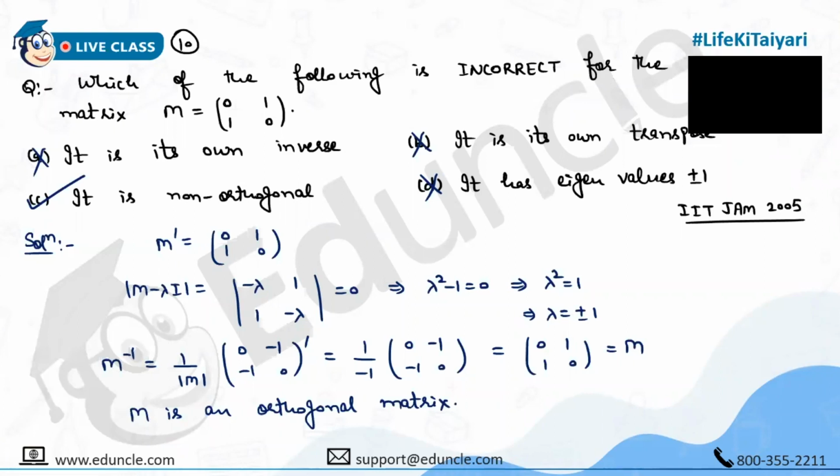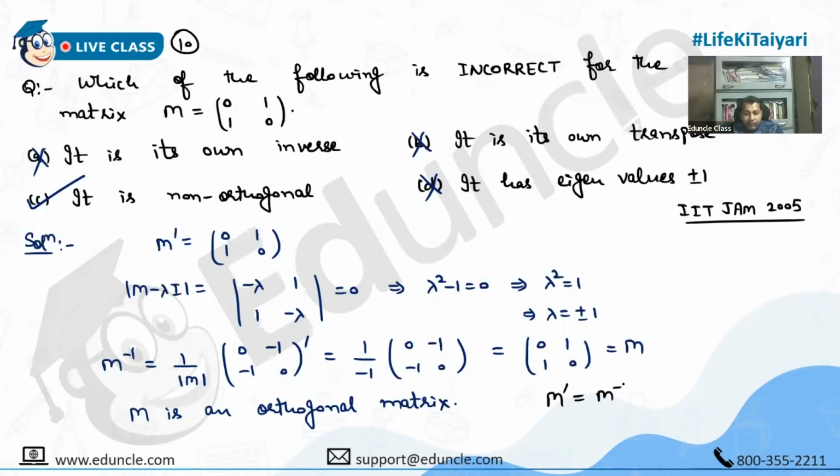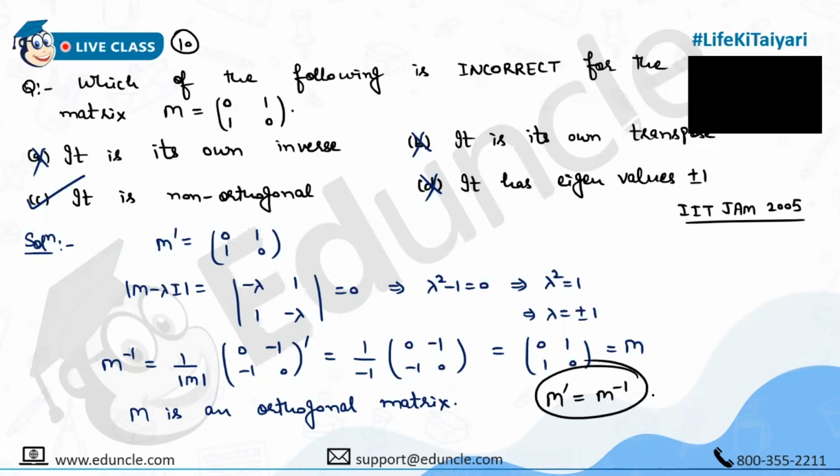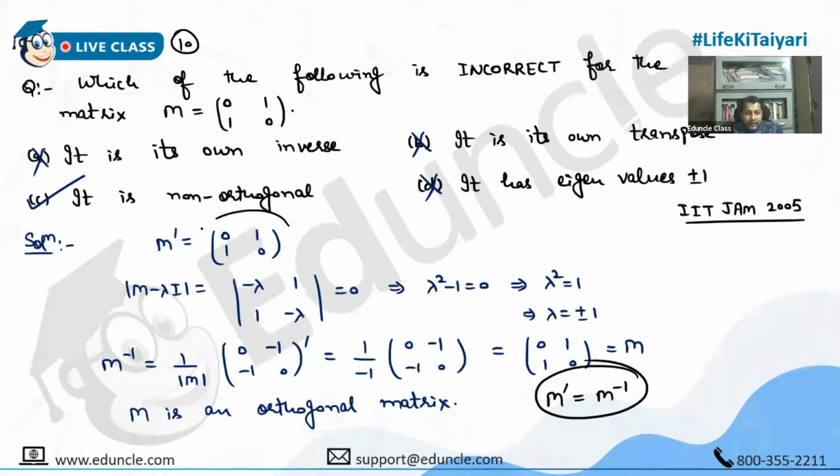Yes, sir. What is the condition for orthogonal? A transpose A equal to identity matrix. Or I can say M transpose is M inverse. Yes, sir. Same, no? So you can see M transpose is M and M inverse is also M. Both are equal. So that's why it is orthogonal.